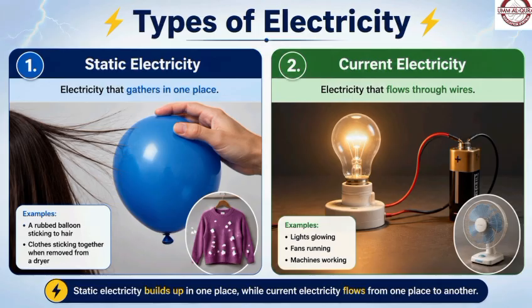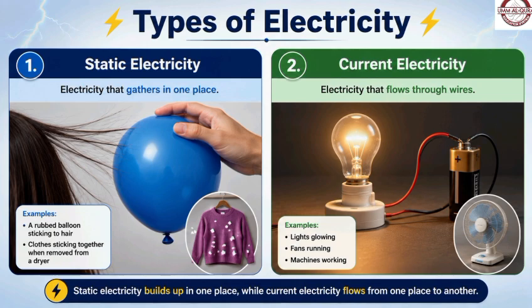There are two types of electricity: static electricity and current electricity. Firstly, we will see static electricity. When electricity gathers in one place, it is known as static electricity. Now we see its examples: a rubbed balloon sticking to hair, and clothes sticking together when removed from a dryer.